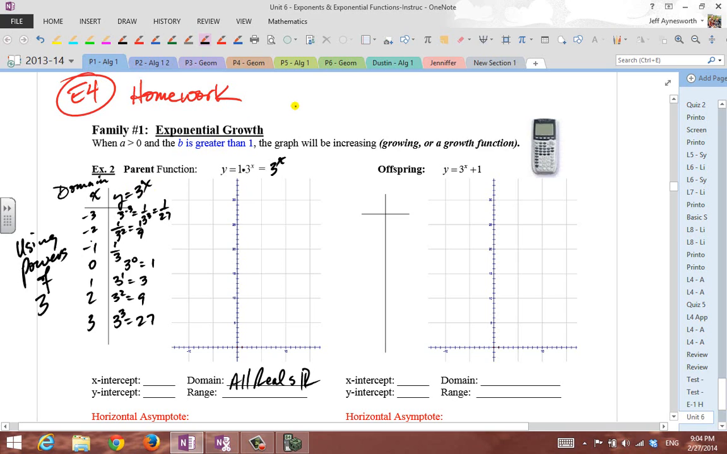What does this growth function, when the base is bigger than 1, look like? And how does it act? As you can tell, as x increases, y does too. From 1 to 3 to 9 to 27, it increases quite fast, actually. So let's go ahead and graph these like we always do here.